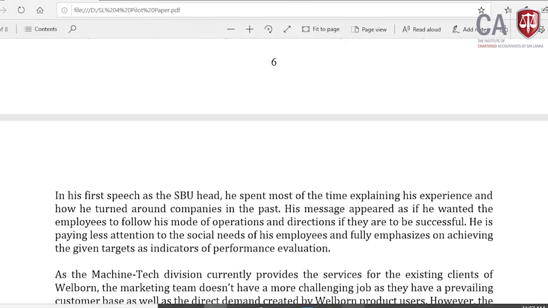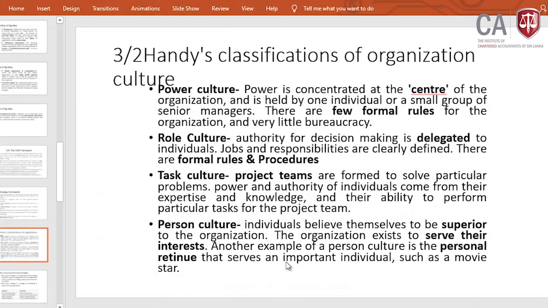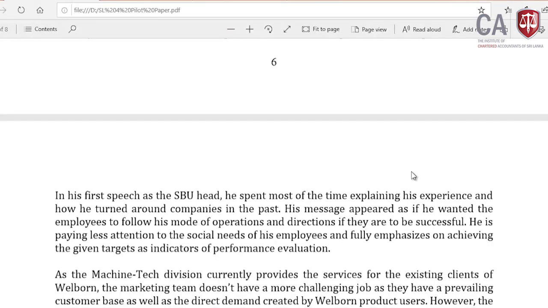If you look at the theory part relevant to this, it seems that the examiner is trying to test the person culture. Individuals believe themselves to be superior to the organization. The organization exists to serve their interests. Another example of a person culture is the personal retinue that serves an important individual such as a movie star. The second part, right, covers the question requirement. So, we will look at the examiner's answer also, relevant to this, whether we are correct or wrong.